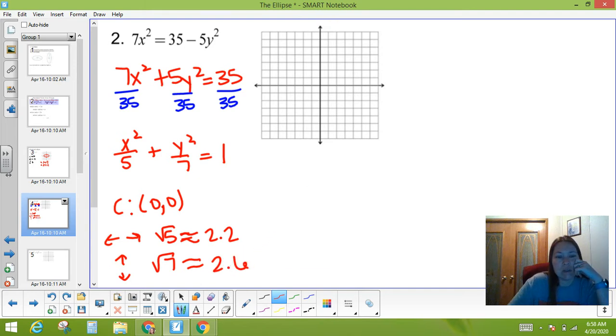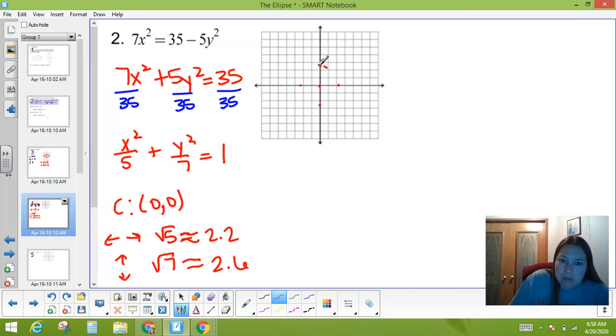All right, so from 0, 0, we will go a little more than 2 to the left and to the right. And then up and down, we're going to go a little more than halfway between 2 and 3. Again, I know when you're doing decimals, perfection is not something I can expect. I just need it to be generally in the right place. 2.2 has got to be closer to 2 than the 2.6 is.